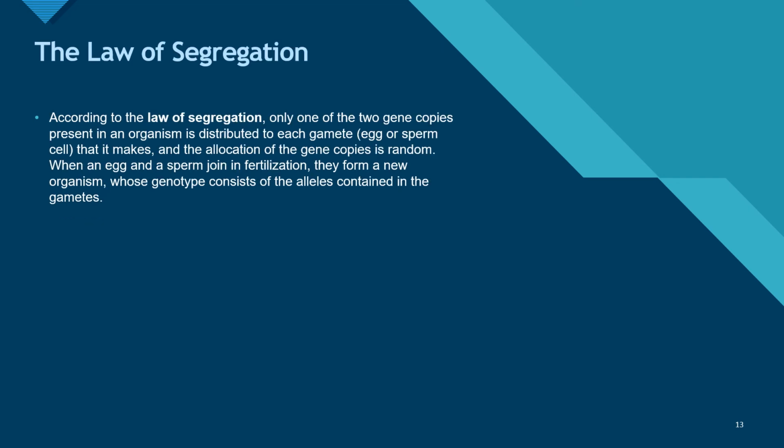The law of segregation is essentially Mendel's experiment, and it says that only one of two gene copies present in an organism is distributed to each gamete, or the egg and the sperm cell, that it makes, and the allocation of the gene copies is random. So when an egg and a sperm join in fertilization, they form a whole new organism whose genotype consists of the alleles contained in the gametes.